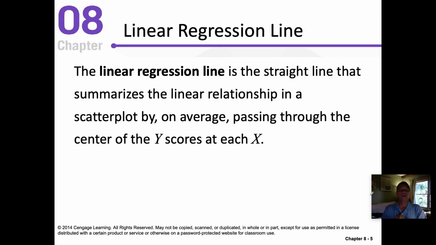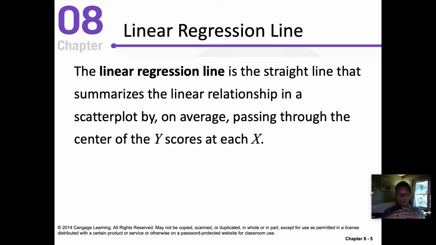Okay. So the line itself is the straight line that summarizes the linear relationship in a scatter plot by, on average, passing through the center of y-scores at each x. Now, that doesn't mean it passes through exactly the center of the y-scores for every x, but on average for all of the values of x.